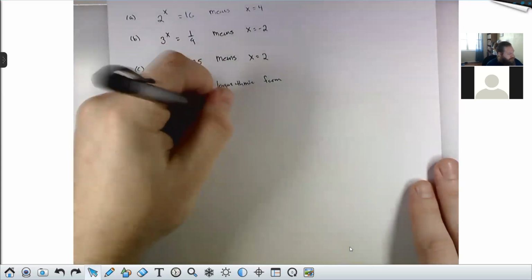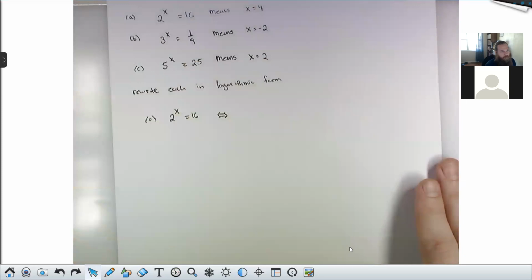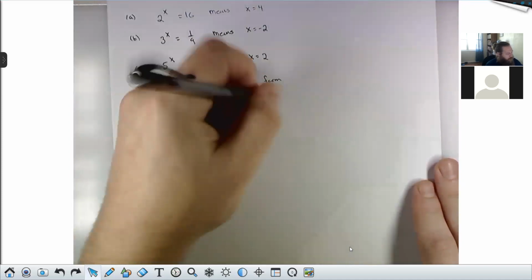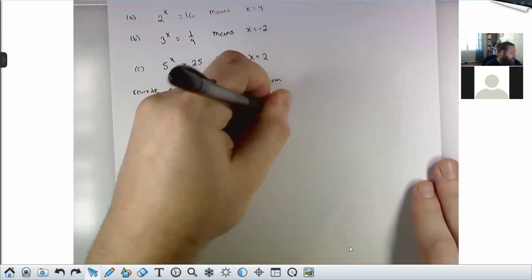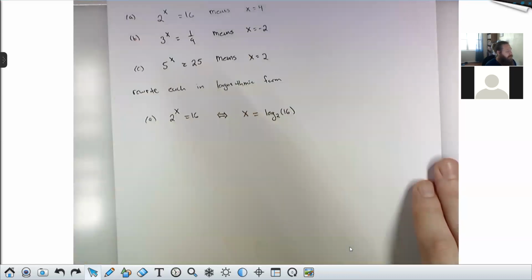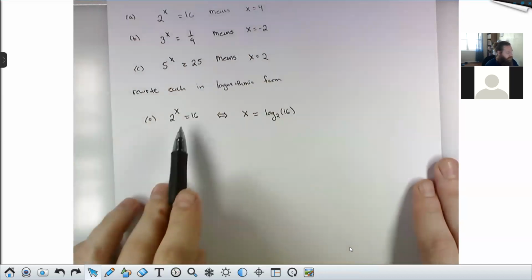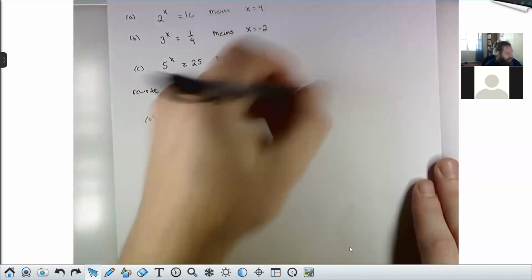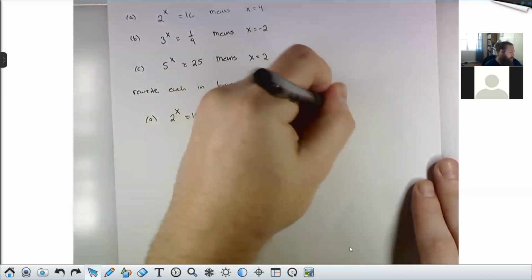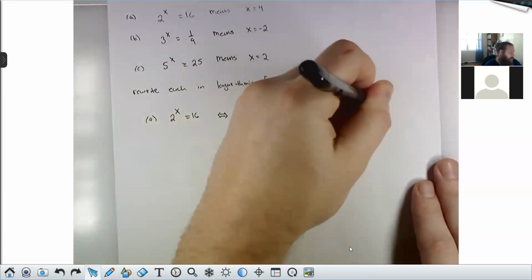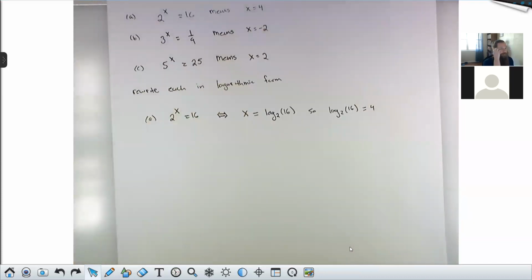Think about that alternate definition of the logarithm I just gave you. This means x is equal to the base 2 logarithm of 16. And we already know the solution here. We know that the solution of this equation is x equals 4. So the base 2 logarithm of 16 is equal to 4. It is.